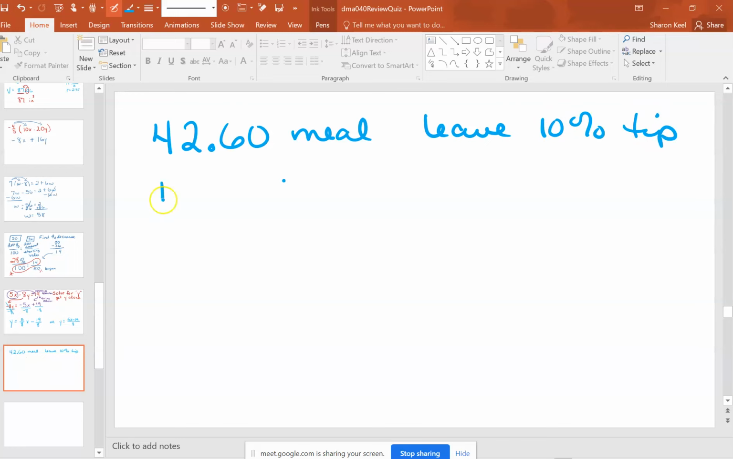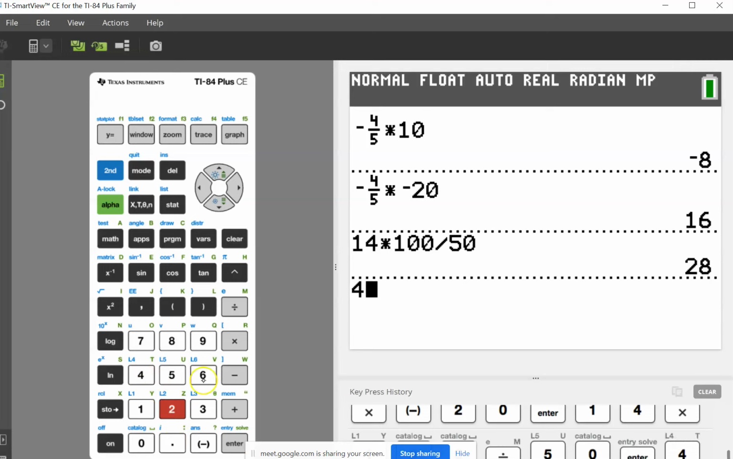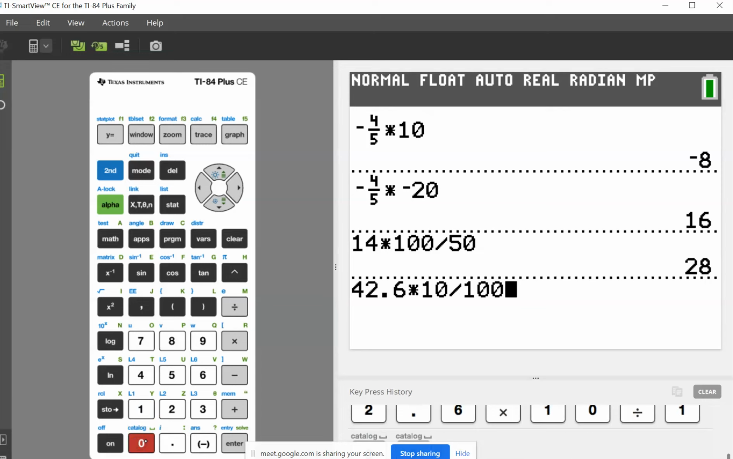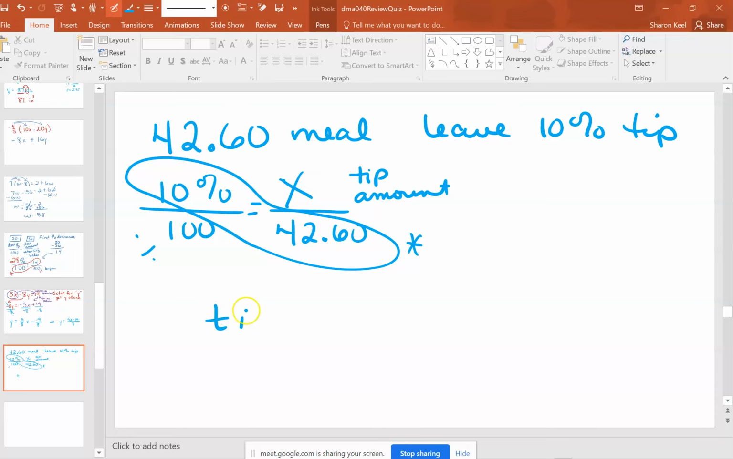So to calculate the tip, 10%, I would put over 100. If this is the tip percent, the top is going to be the tip amount, and that is the unknown. That's what we're solving for. The $42.60 is the cost of the meal. So we are going to cross multiply and divide. 4260 times 10, and we're going to divide that by 100, and that would give us $4.26.